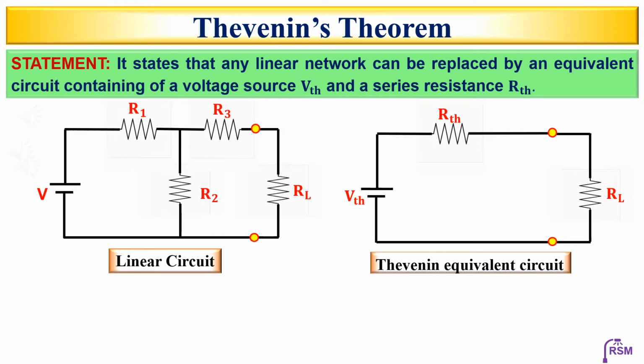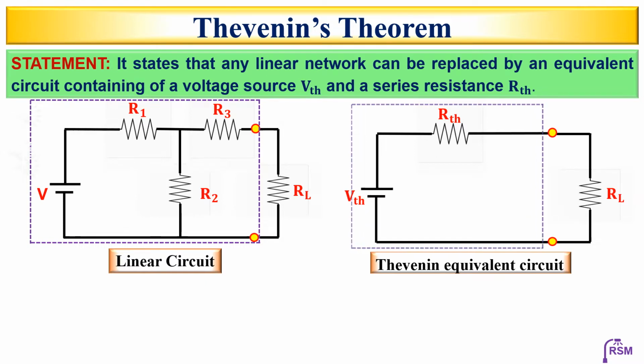Thevenin's theorem states that any linear and bilateral network can be replaced by an equivalent circuit containing a voltage source VTH and a series resistance RTH. This theorem is useful to quickly and easily solve complex linear circuits and networks.